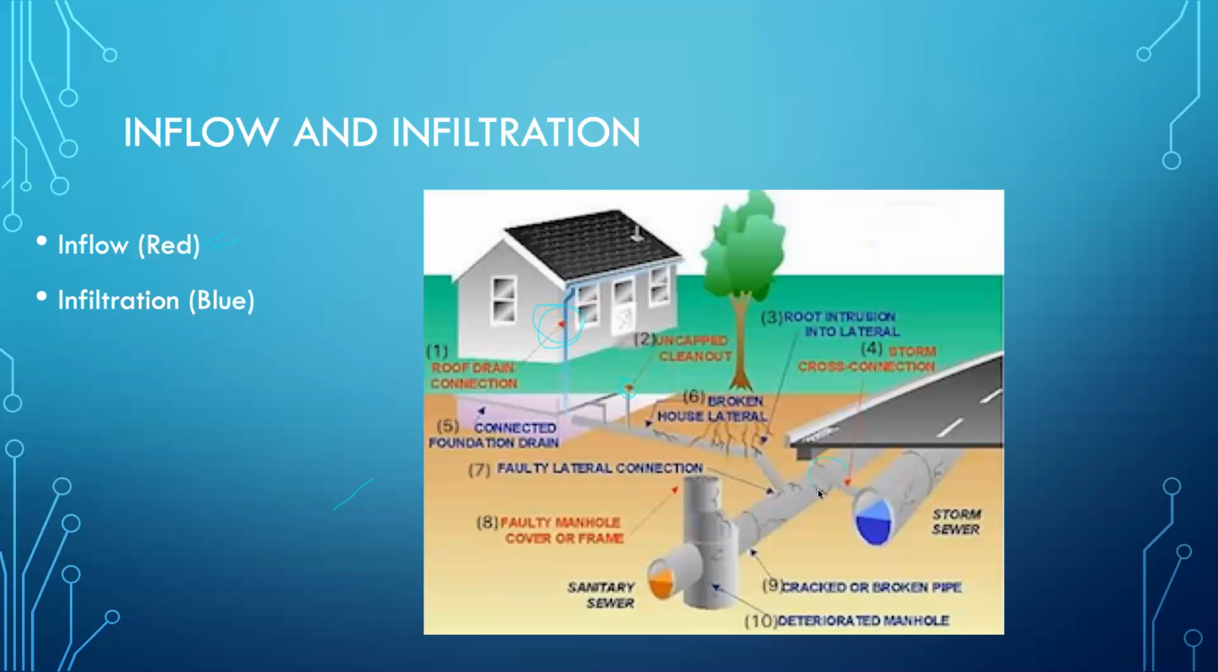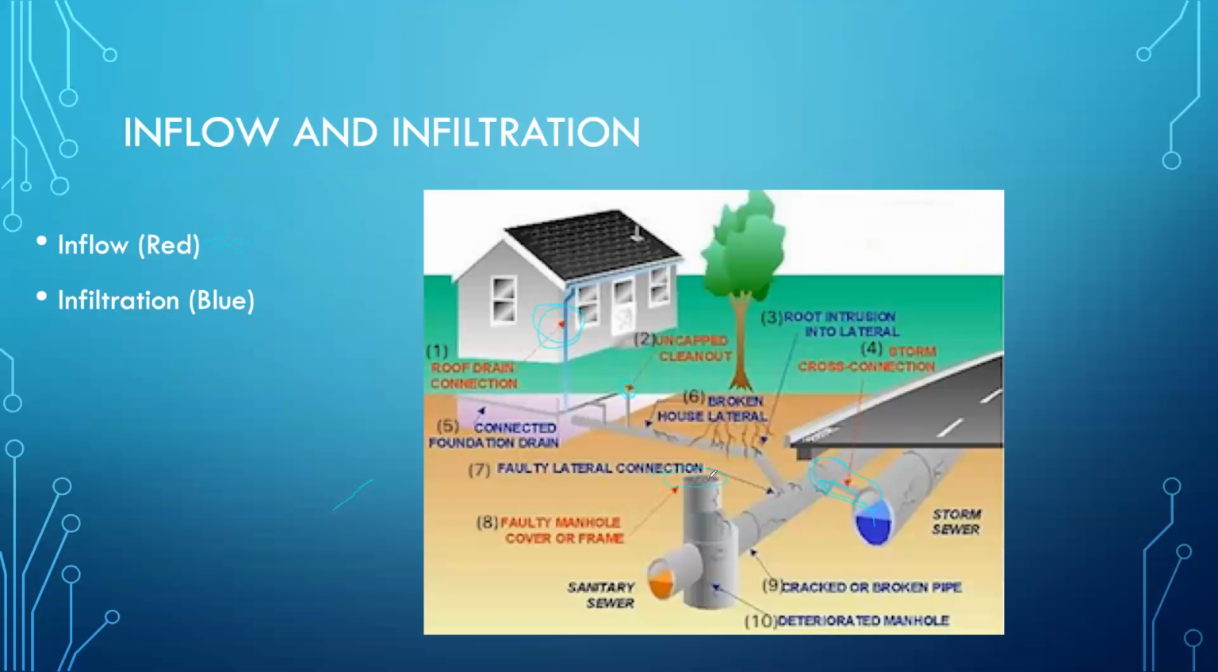A storm cross connection, so that would actually be illegal in the context nowadays. Those aren't supposed to exist, and that would have been how combined sewer systems were built in the past. So a storm connection would be a direct connection from the storm sewer into the sanitary sewer. That's inflow.